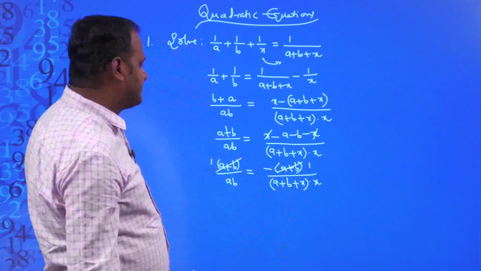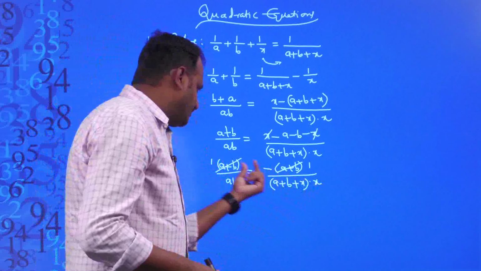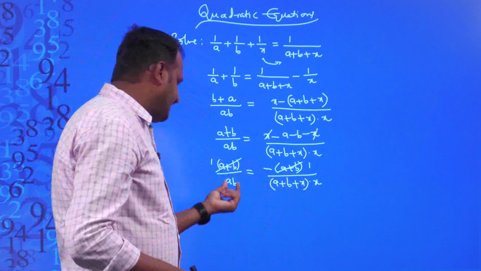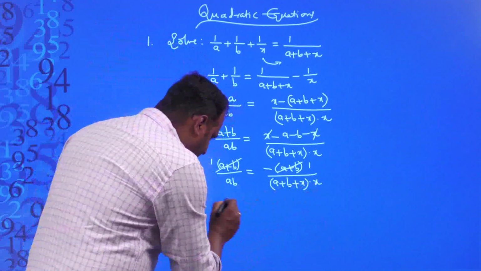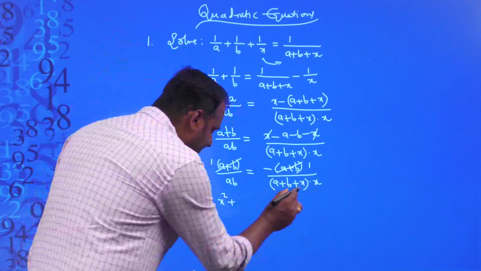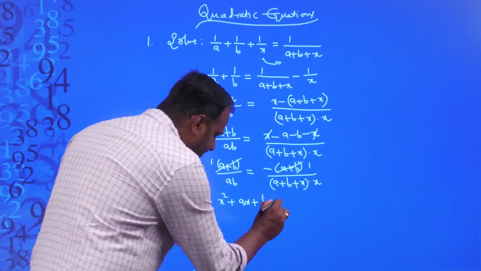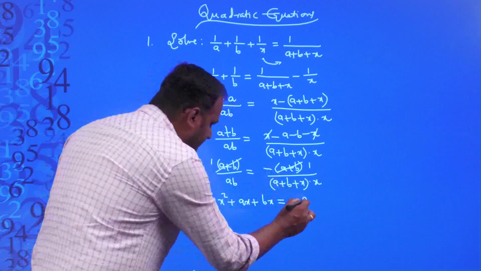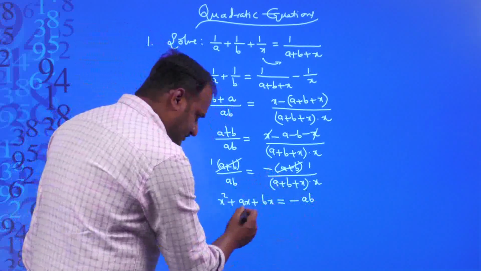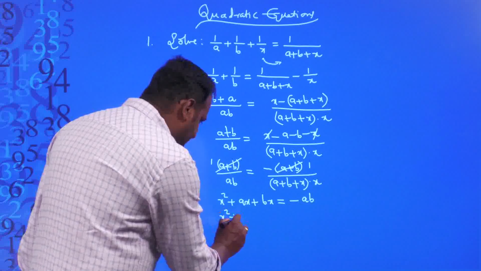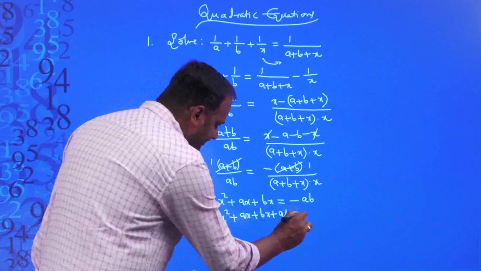And now by cross multiplication, or you can reverse both the fractions, anything is okay. This entire term into 1 is equal to this entire term. Similarly, ab into this minus 1 is equal to minus ab. Now I am going to write that x into x is x square, plus x into a is ax, plus x into b is bx, is equal to ab into minus 1, which is minus ab, correct? So transposing minus ab towards the left hand side, it is going to be x square plus ax plus bx plus ab is equal to 0.